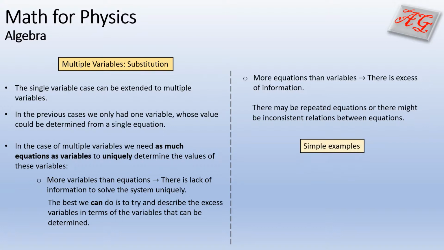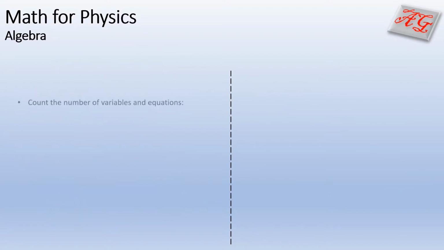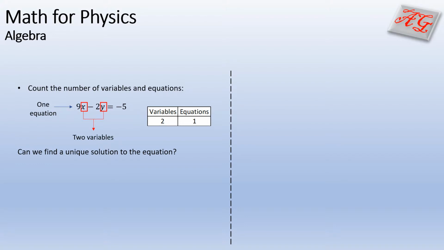So let's start with the simplest example. Assume that we have two variables, call them x and y, and they are related through the equation 9x minus 2y equals minus 5. And we want to find all the pairs x and y that satisfy this equation. To solve the equation, we begin by counting the number of variables and equations. It turns out that there are two variables and one equation. The question is, can we find a unique solution to this equation?